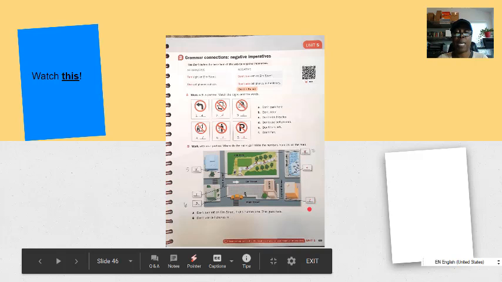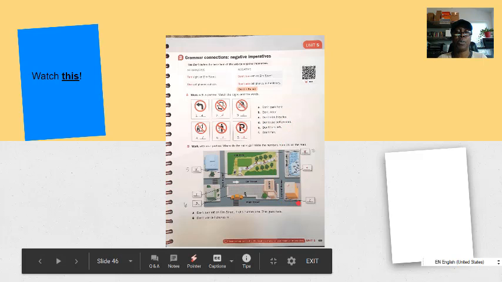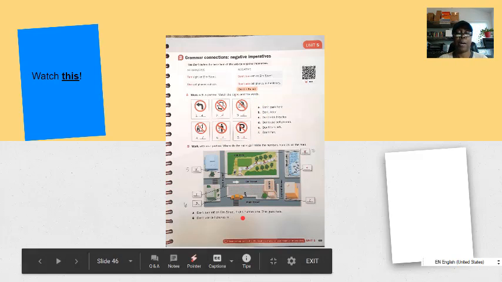And last but not least, we have a number 2 right here. And number 2 is D, don't use cell phones. And this is important because where is this building? What building is this? This is a library. And they don't want you to use your cell phone inside of the library. So that's how we use negative imperatives, okay?